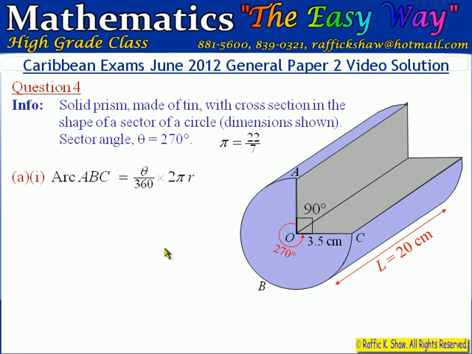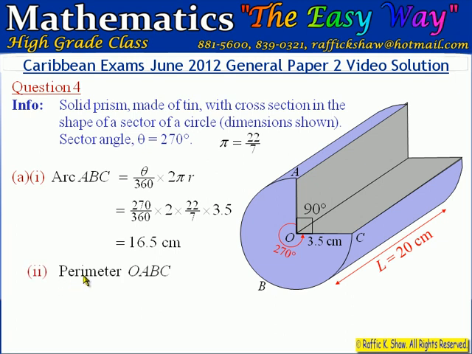So let's put in the values. 270 divided by 360 multiplied by 2 multiplied by pi, which is 22 divided by 7, multiplied by the radius, which is 3.5 centimeters. If we calculate all of this, we see that the arc length ABC is 16.5 centimeters. That's the length of this arc here, 16.5 centimeters.